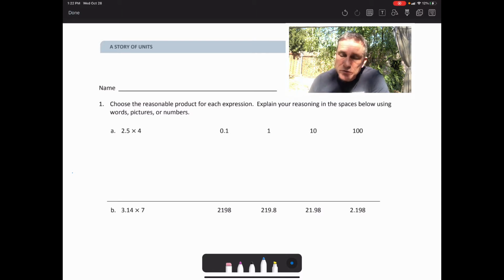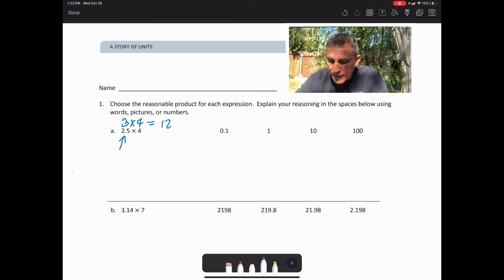Now, to determine which one of those is the most reasonable answer, what we're going to do is take the decimal and round it to the nearest whole number. So if I take 2.5 and round it to the nearest whole number, that would be 3. Then I would just take 3 times 4, and that would equal 12. Now, what this shows us is that if 2.5 is close to 3, and 3 times 4 equals 12, then whatever our answer is should be close to 12, because the problem is 2.5 times 4, which is pretty close to 3 times 4.